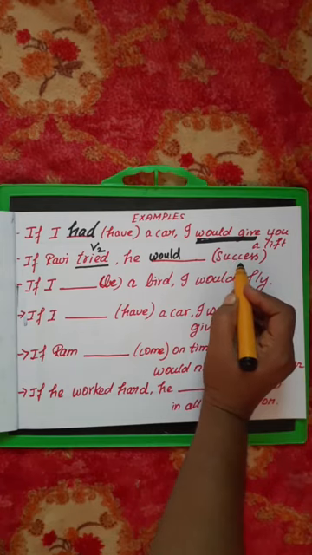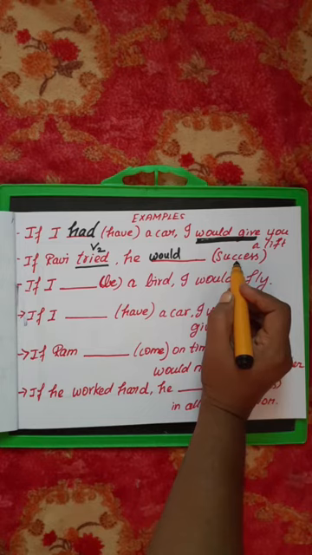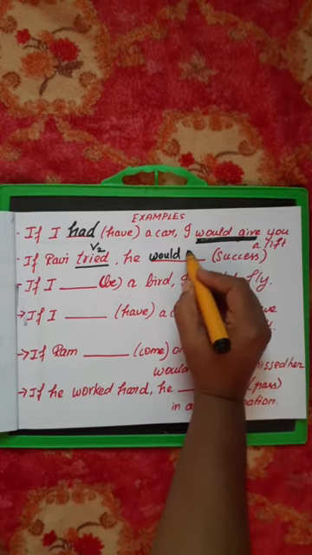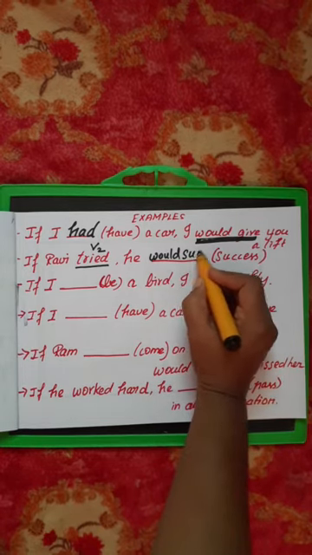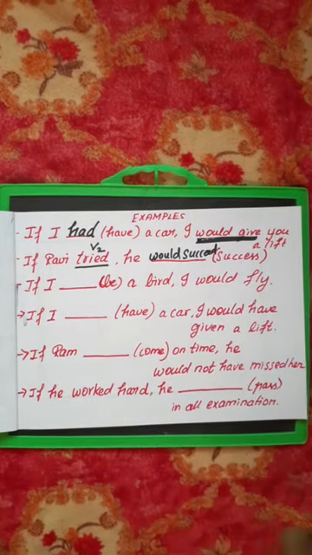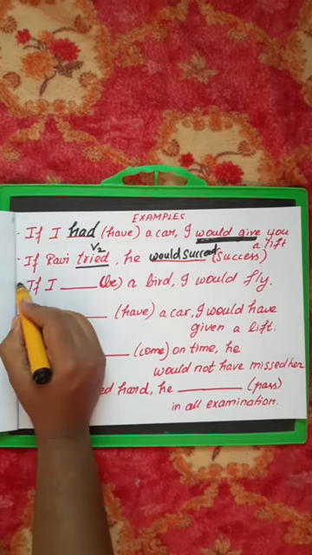We have to change this into a verb form. If they have given a noun form, like this one, success, then we have to use V1. What is that one? Succeed. Okay. Next example. This is a very important one.